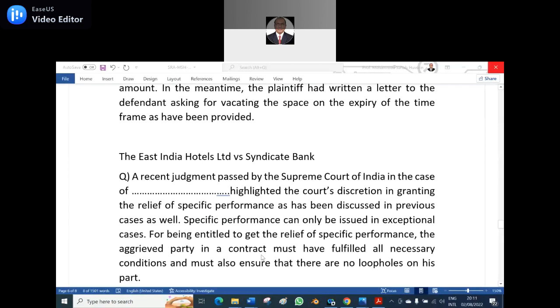Next case law. A recent judgment passed by the Supreme Court of India in the case of dash highlighted the court's discretion in granting the relief of specific performance, as has been discussed in previous cases as well. Specific performance can only be issued in exceptional cases. To be entitled to get the relief of specific performance, the agreed party in a contract must have fulfilled all necessary conditions and must also ensure that there are no loopholes on his part.